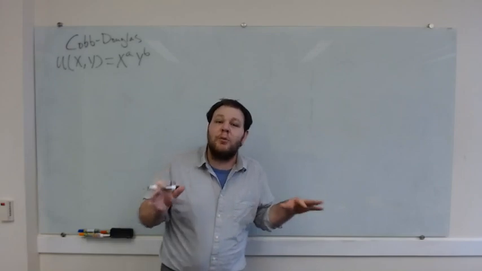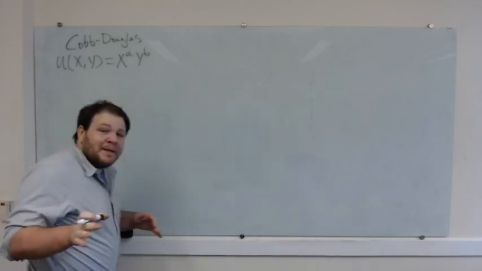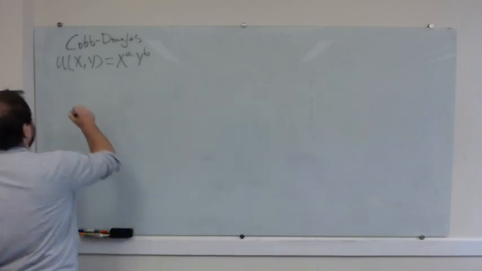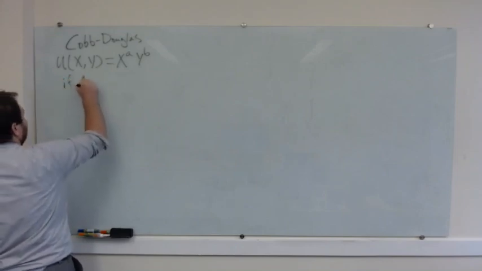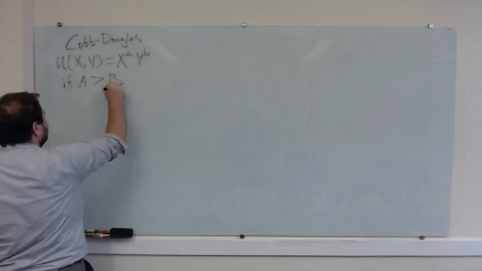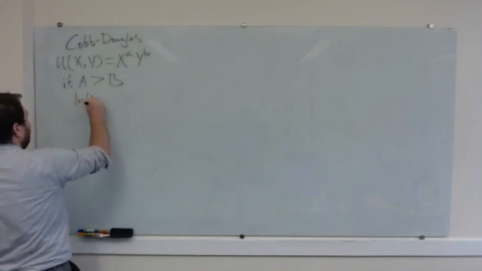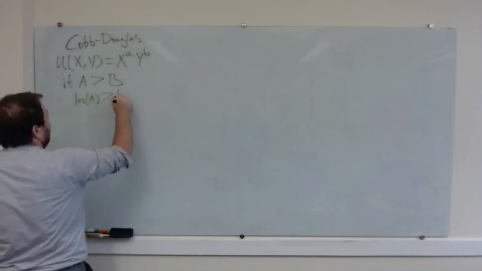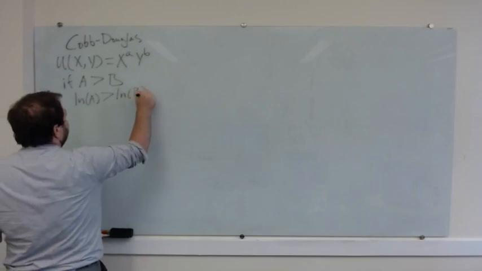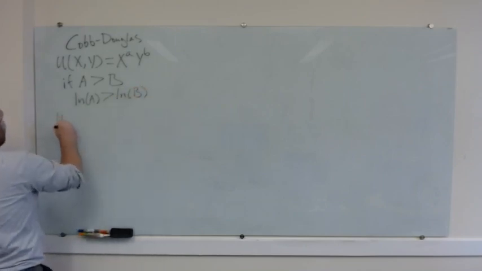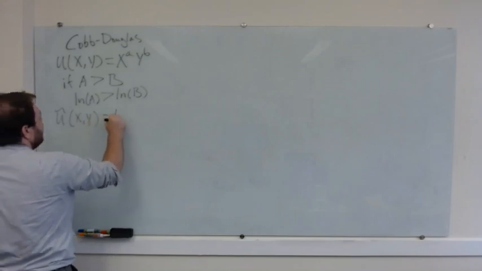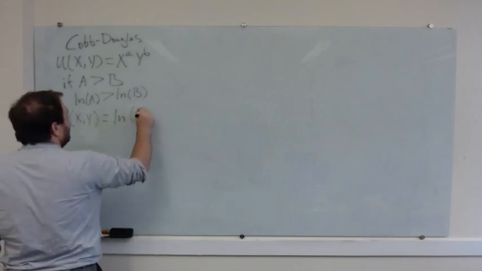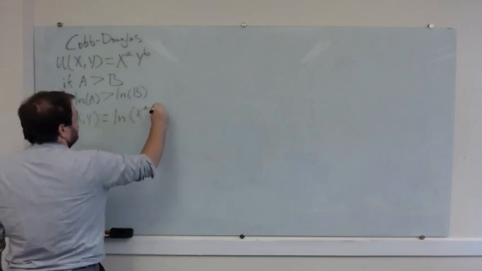The actual numbers don't matter. Now, it so happens that as a result of that, if we know that some number A is greater than some number B, then the log of A is also going to be greater than the log of B. So we can define some U tilde of X, Y as the natural log of X to the A times Y to the B.